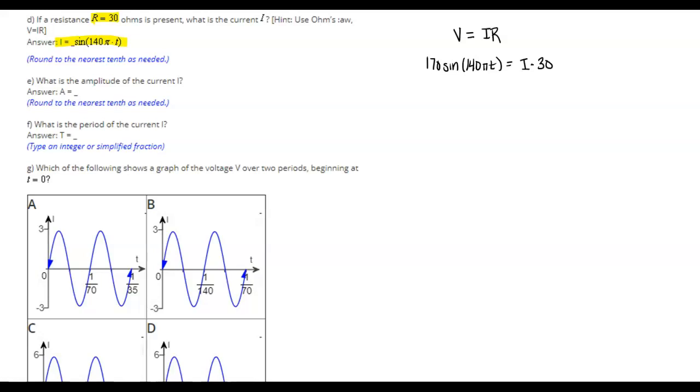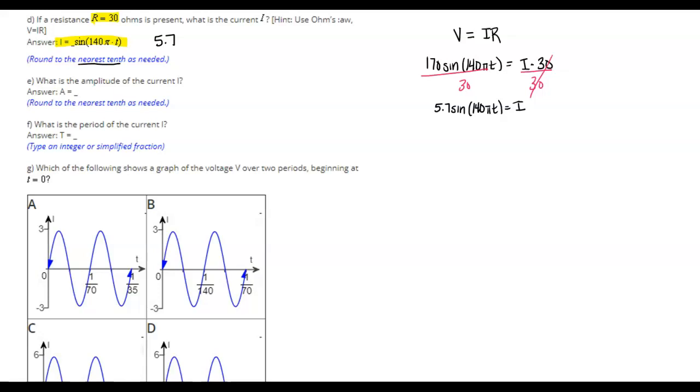So we're looking once again for that amplitude. I need to isolate I. So I divide both sides by 30. Those 30s cancel. And now I have 170 divided by 30. Well, if I put that into my calculator, because it says round to the nearest tenth, I want one decimal place. So this ends up being 5.7 sine of 140 pi t equal to I. So I'm going to type in this blank, 5.7.